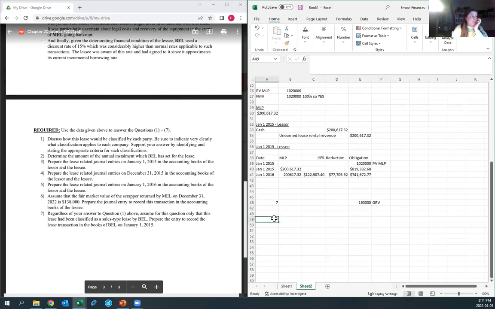So for the journal entry, they record their leased asset as the present value of the minimum lease payment. And they're going to have a lease obligation of the same amount. Then on the same date, they're going to have a payment of that lease obligation. So it's going to reduce your cash by the $200,000. And that's it for the entry on January 1st.